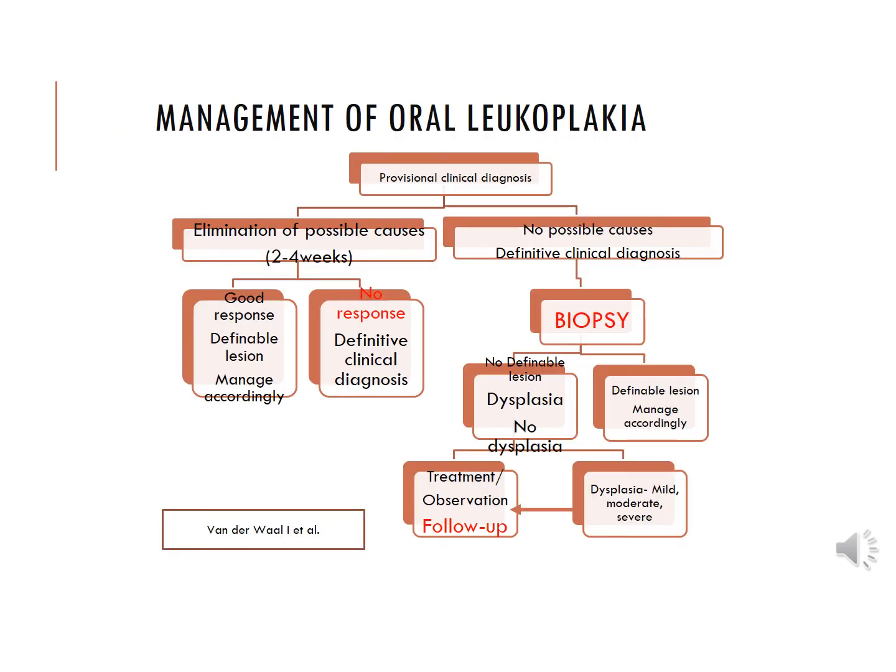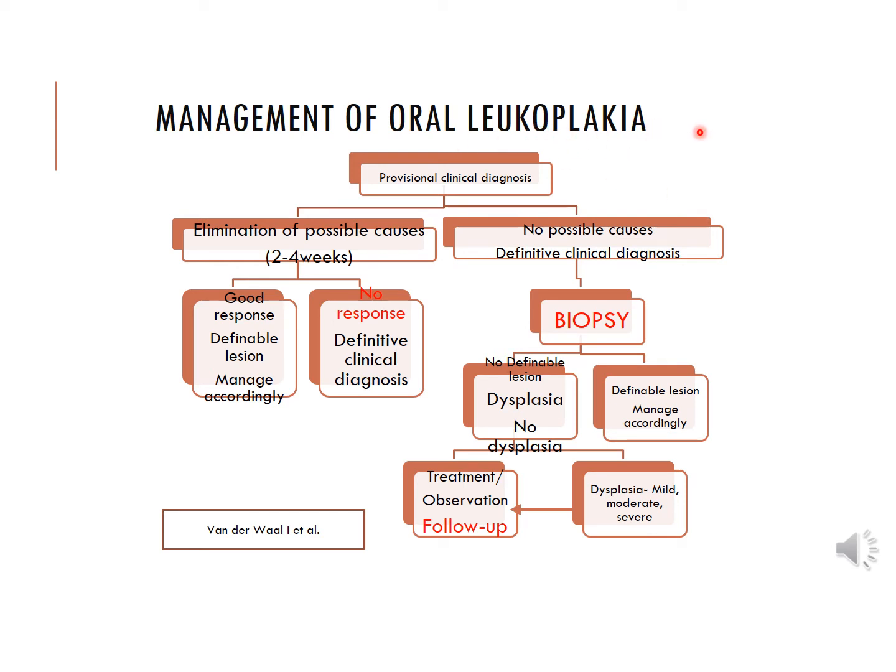So this flowchart is very commonly used. This is by Van der Waal, which gives you an idea of how to actually manage oral leukoplakia, or manage a white lesion. Now this is a very skeleton framework of the table. If you are given a scenario or asked a question, how would you treat or manage a white lesion, then you might want to make changes accordingly and modify this table.